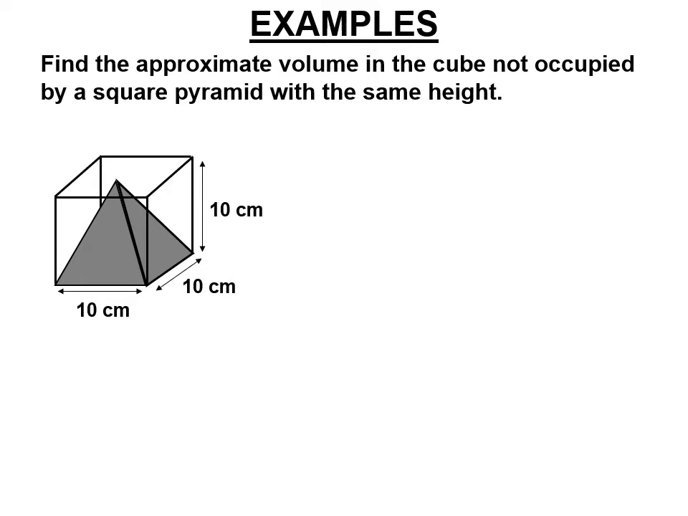So we're going to find the area in that cube not occupied by the pyramid. So let's do the cube first. So what is the size of the cube? The cube is 10 times 10 times 10, 1,000 cubic centimeters.